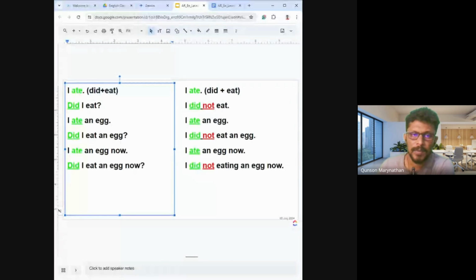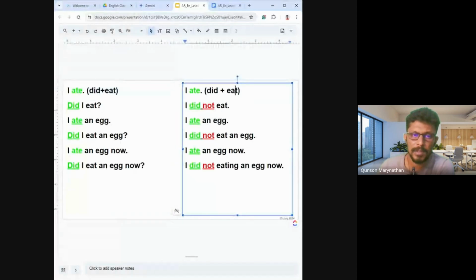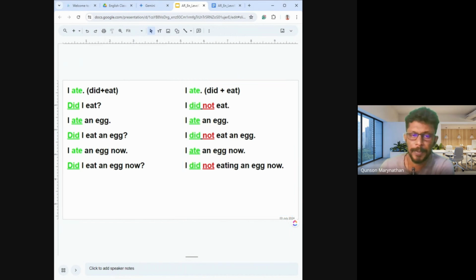The same way, if you want to make a negative statement, the positive statement is I ate. If you want to make it negative, you have to separate the auxiliary verb and then add another word, not, next to the auxiliary verb. So it becomes did not eat. So I ate, that is positive. If you want to make it negative, you say I did not eat. So this is the structure of the simple past tense. So this is what we learned in the last class.